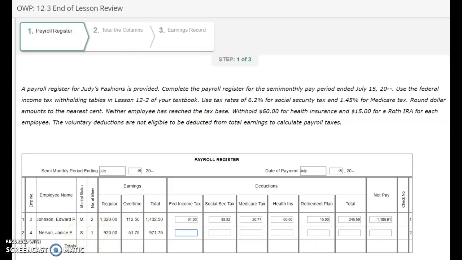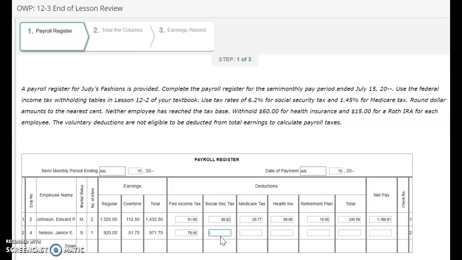Okay, now I'm going to move to Janice, and it shows here that she's single with 1 allowance. So I'm going to find the single chart. Okay, and she has at least 960, but less than 980. So 1 allowance in the single is going to give me $76.